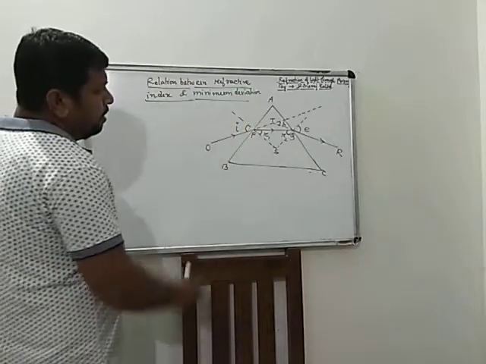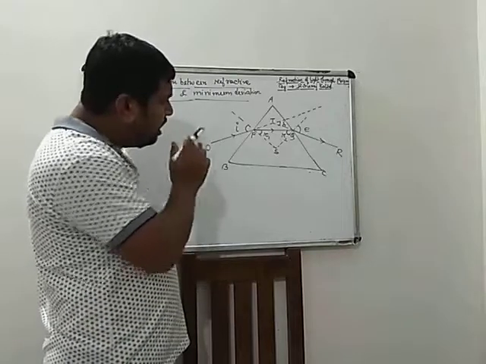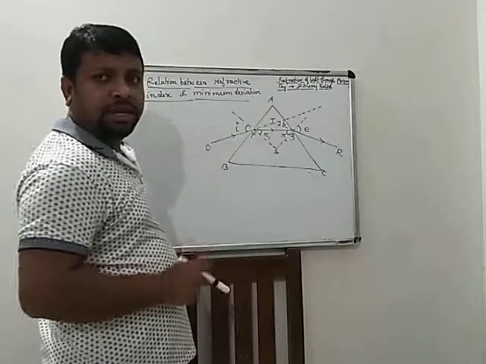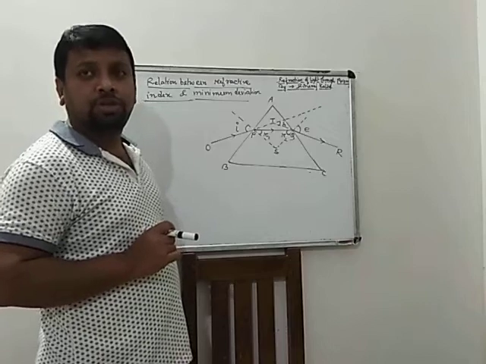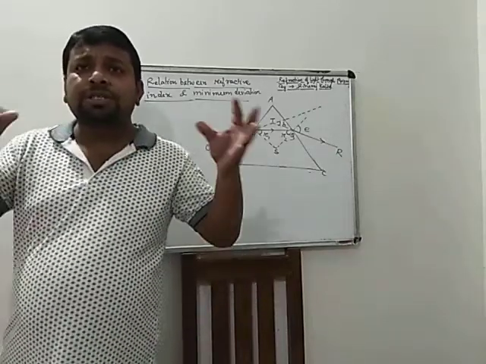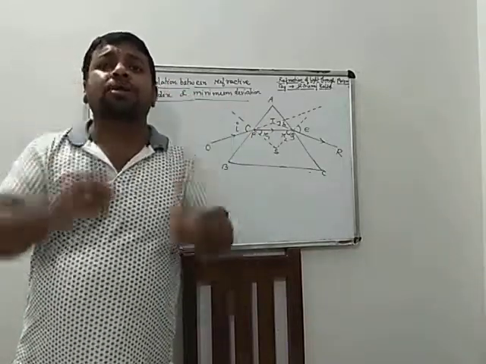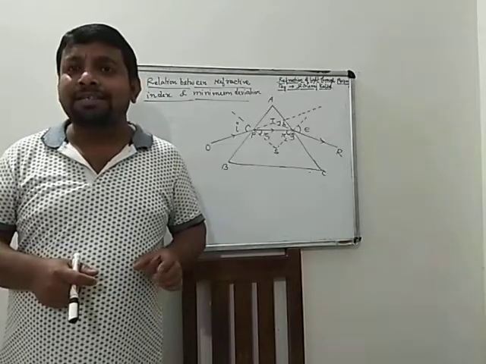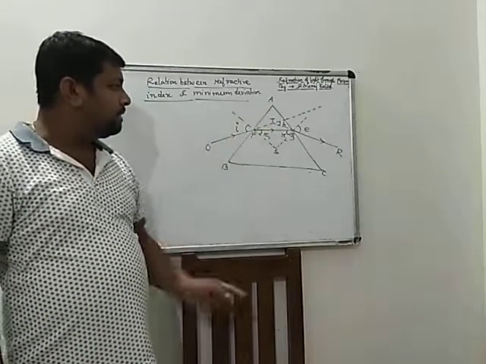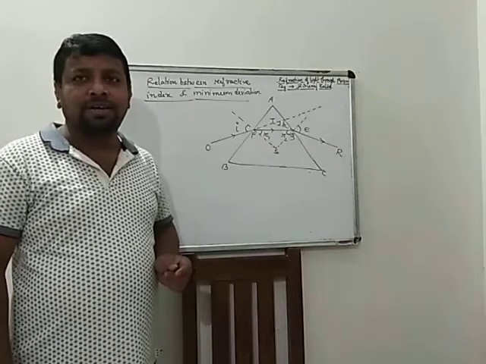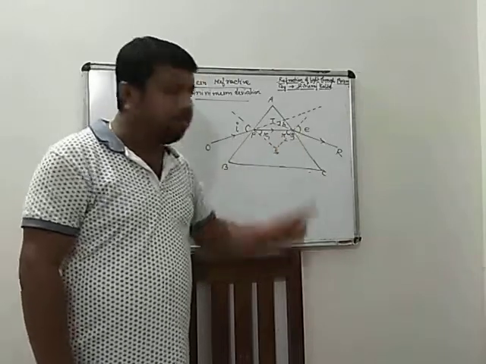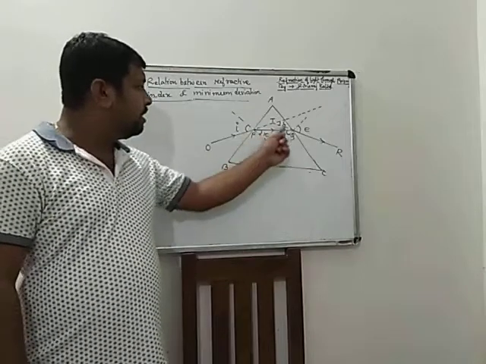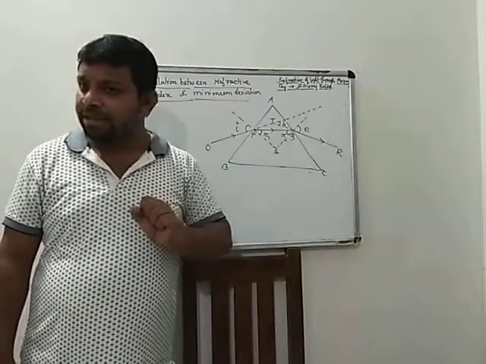Okay, so now from the figure, APSQ is a cyclic quadrilateral. In a cyclic quadrilateral, the sum of the opposite angles is equal to 180 degrees. So angle APS plus angle AQS equal to 180 degrees. Therefore angle A plus angle PSQ is equal to 180 degrees. The total sum of the angles of a quadrilateral is 360 degrees. If these two are 180 degrees, then this plus this is also 180 degrees. Okay?